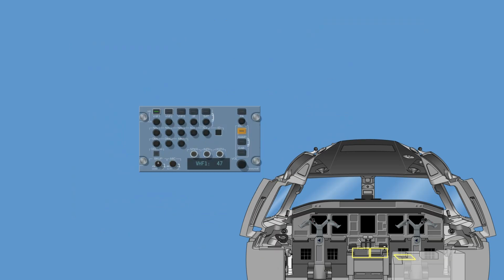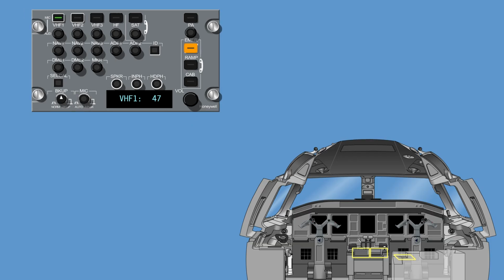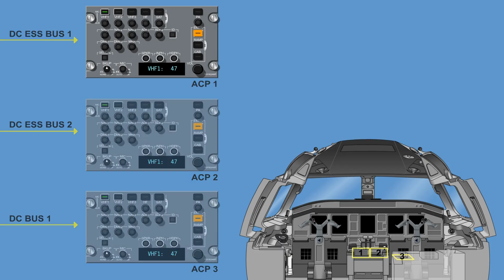Three audio control panels, one for each crew member and one for the observer, provide the microphone and audio selection for all audio communications to and from the cockpit, including aural warnings. Audio Control Panel 1 is powered from DC Essential Bus 1, and Audio Control Panel 2 from DC Essential Bus 2, while Audio Control Panel 3 is powered from DC Bus 1.